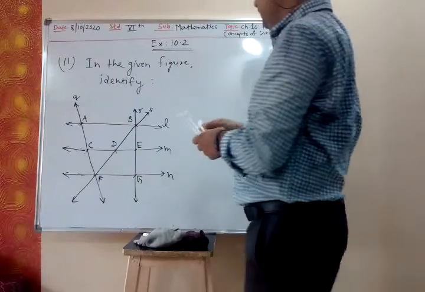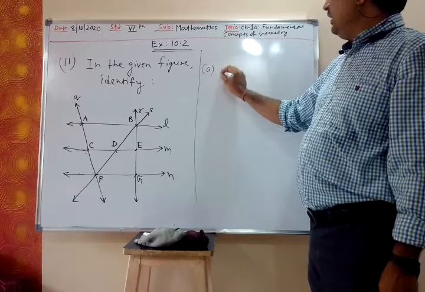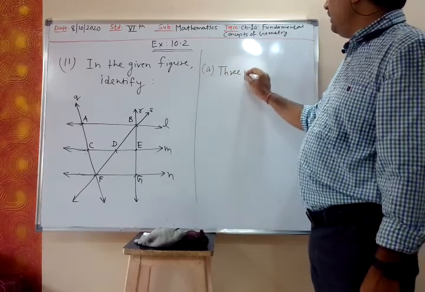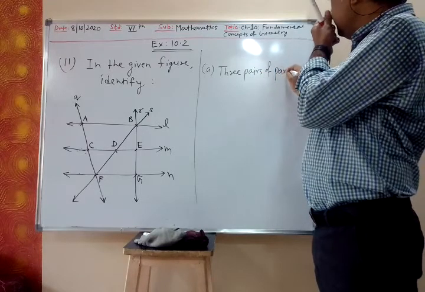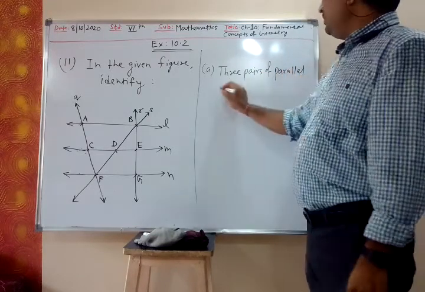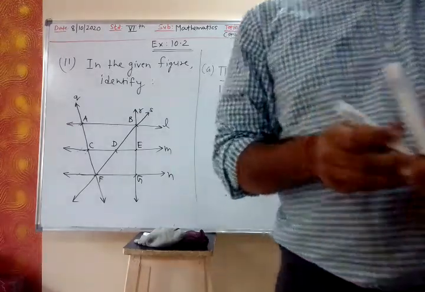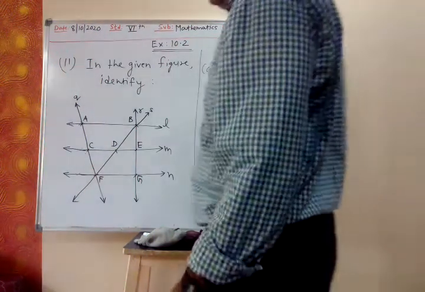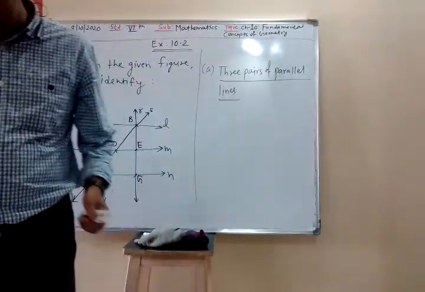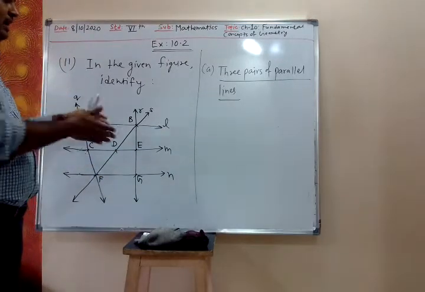Identify first. Wait, 3 pairs of parallel lines. You have to write 3 pairs of parallel lines. So what are 3 pairs of parallel lines? See here. What does parallel line mean?